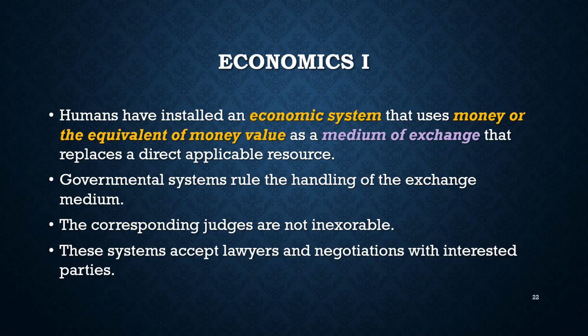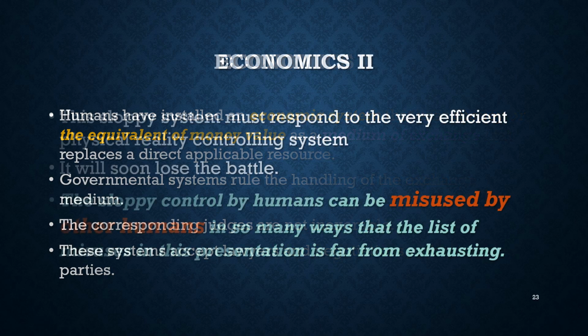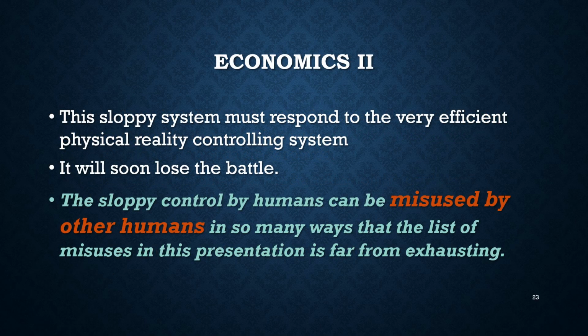Humans have installed an economic system that uses money or the equivalent of money value as a medium of exchange that replaces a direct applicable resource. Governmental systems rule the handling of the exchange medium. The corresponding judges are not inexorable. These systems accept lawyers and negotiations with interested parties. This sloppy system must respond to the very efficient physical reality controlling system. It will soon lose the battle.